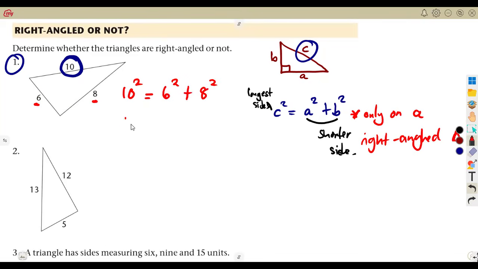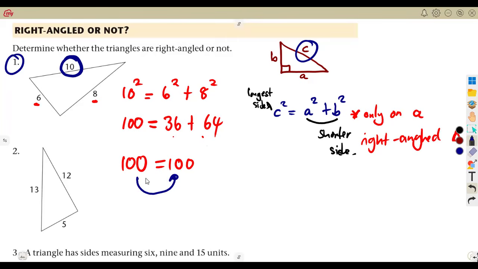Let's see. This is going to give us 100 is equal to 6 squared, that is 36, plus 8 squared, which is 64. So 100 is equal to, we add this, we obtain 100. So as we can see, truly these two are equal. So therefore, it is a right angled triangle.